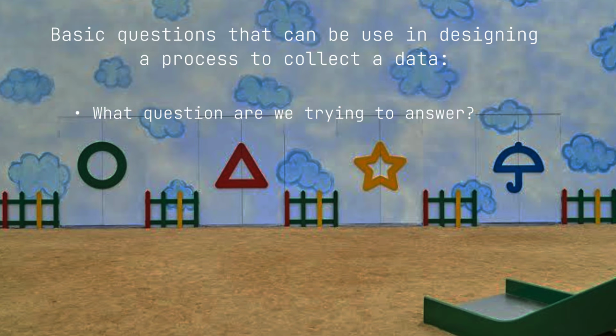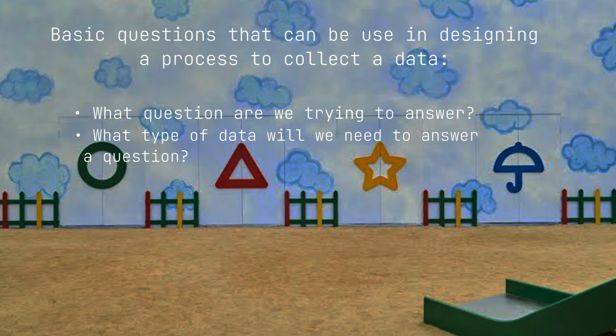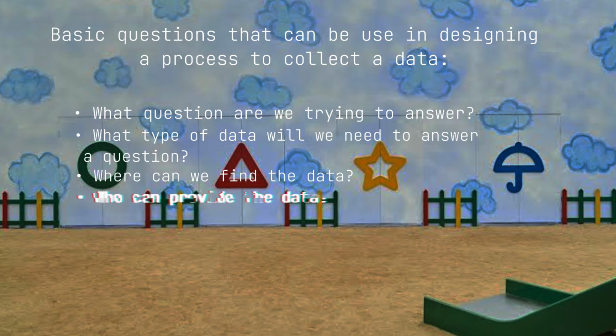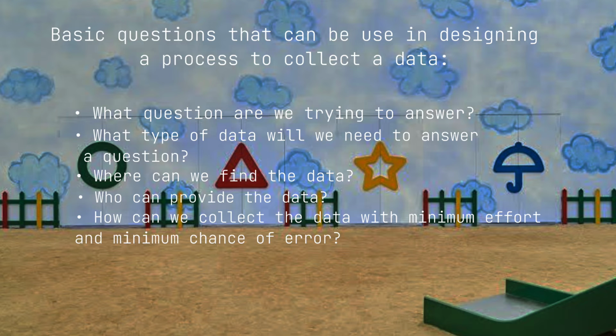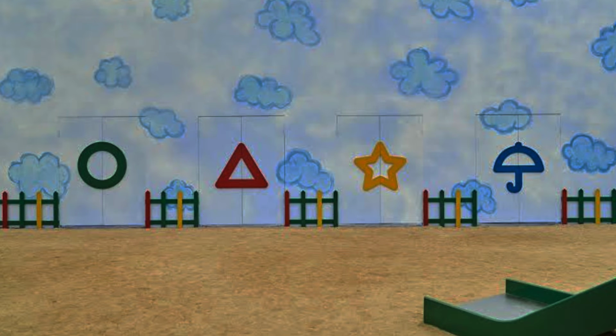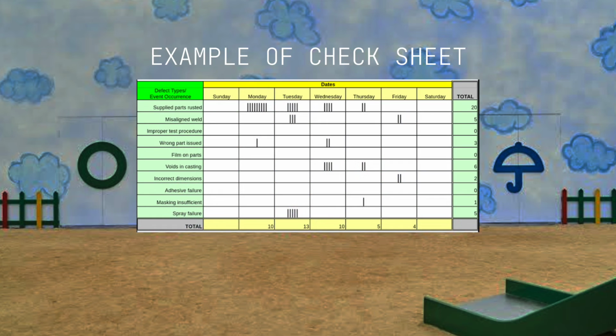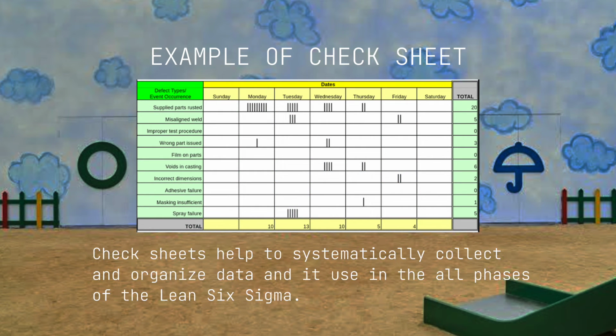What questions are we trying to answer? What type of data will we need to answer the question? Where can we find the data? Who can provide the data? Lastly, how can we collect the data with minimum effort and minimum chances of error? This is an example of a check sheet. A check sheet helps to systematically collect and organize data, and it's used in all phases of Lean Six Sigma, DMAIC.